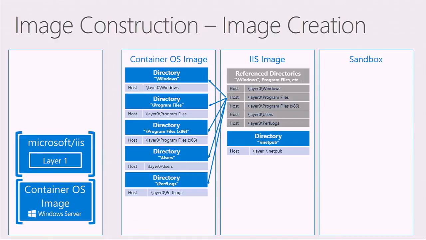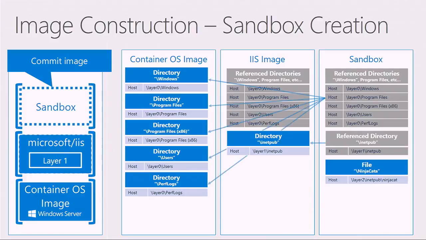So why is this important? Well, I don't really just want an IIS server. I want an IIS server with something cool inside of it, something like Ninja Cat. And so if I create a new sandbox off of that IIS image, now I can copy in my Ninja Cat website. And again, these files just live in the sandbox.